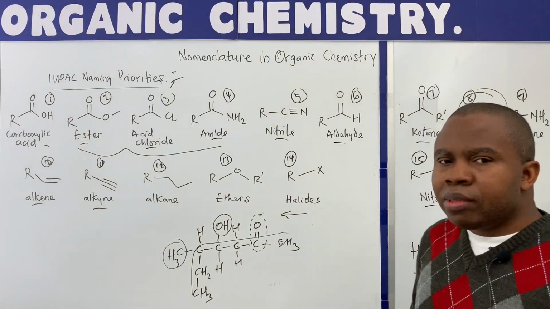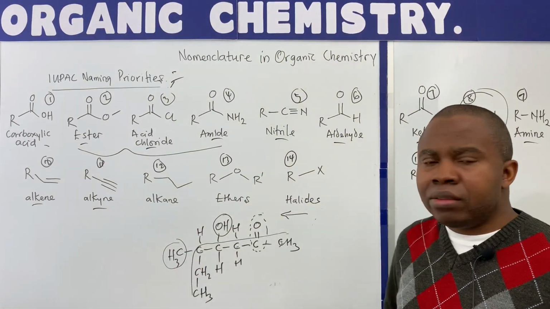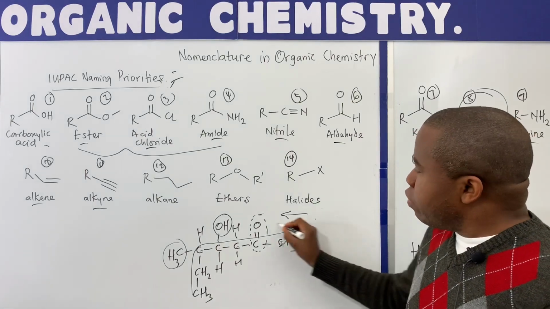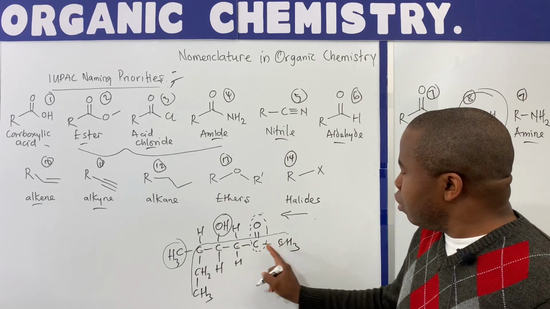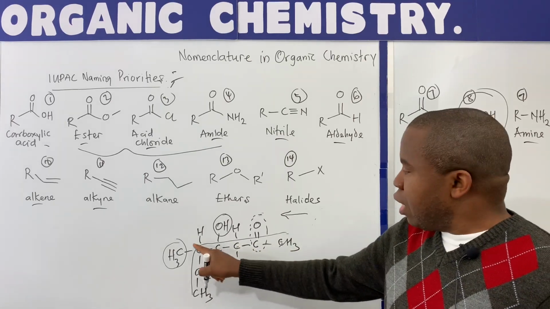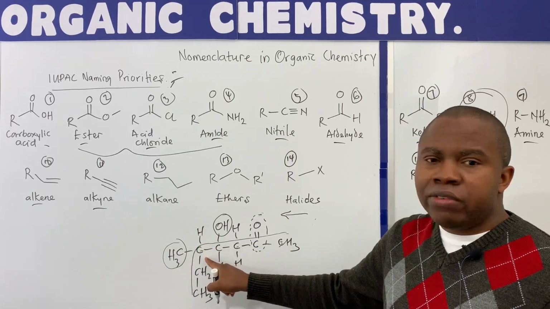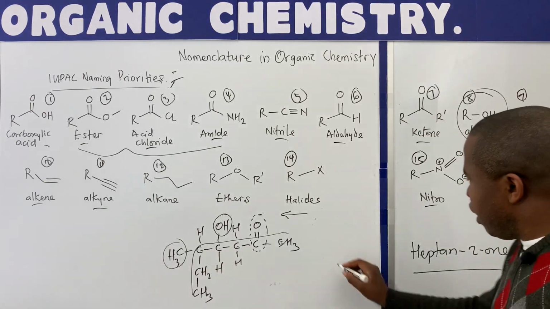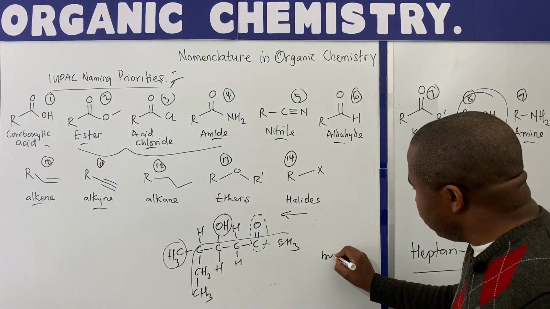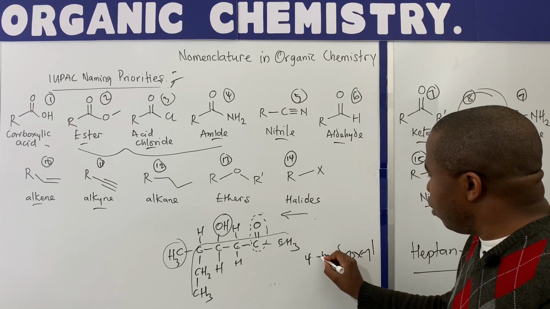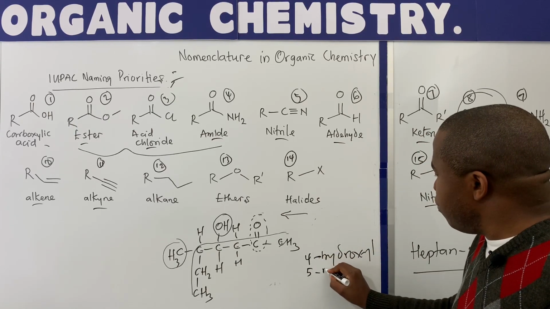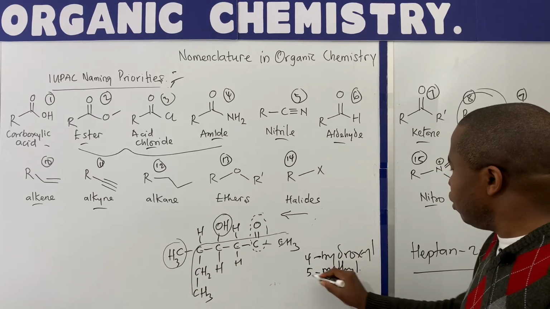But then we have substituents. We have hydroxyl, we have methyl. Since we are following this direction, this hydroxyl is going to be on the 1, 2, 3, 4, on the 4th carbon. And this methyl is going to be on the 5th carbon. So we say hydroxyl is on the 4th carbon, and we say methyl is on the 5th carbon.